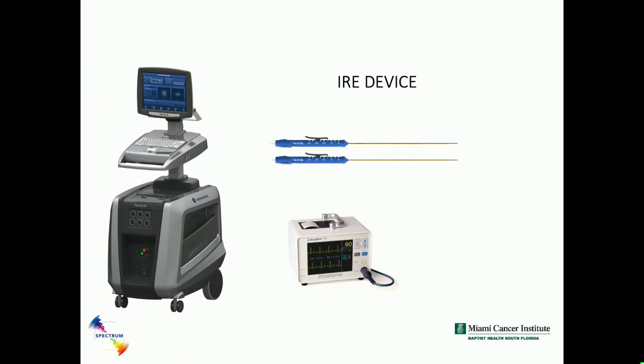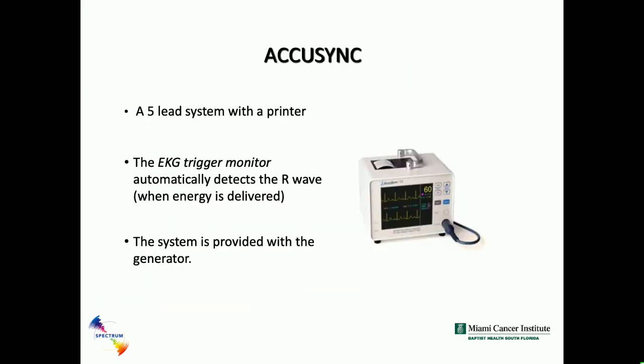So early on during Dr. Thompson's experience, they noticed that some of these patients, when they delivered 3,000 volts of electricity, had cardiac arrhythmias. So they introduced this AccuSync device. Next slide, please. Now this device is part of the IRE setup, and this is gated to the patient's EKG. It's an independent device.